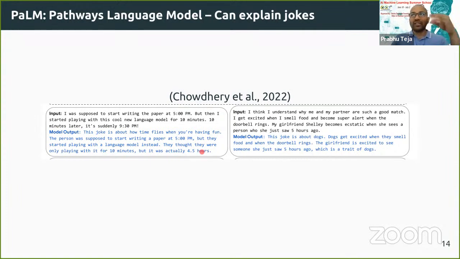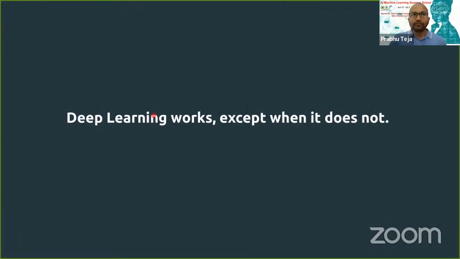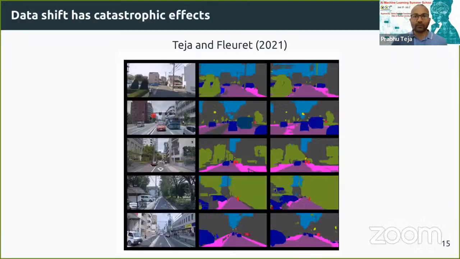So you see that these deep models have in some ways understood what the input is. Of course, they fail in several other cases, but the fact that even these examples exist is impressive enough. So these are just examples to show that deep learning works, except when it does not. And I'll show you some examples of that also.